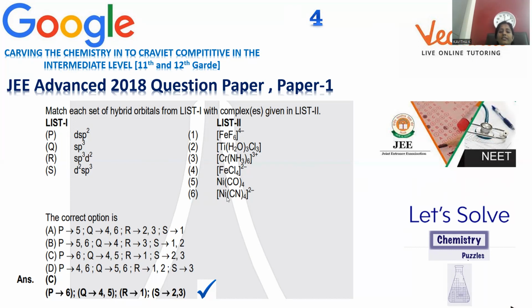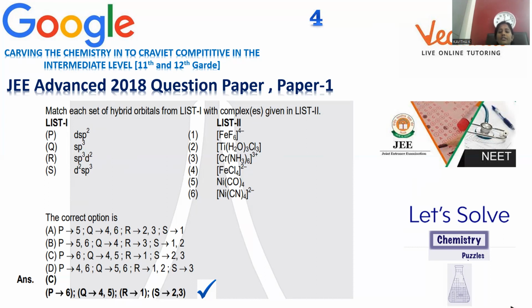dsp2 hybridization is given for nickel tetracyanide 2-. And Q with 4: sp3 hybridization is given for iron tetrachloride 2- anion. And R with 1: sp3d2 hybridization for iron hexafluoride 4- ion. And d2sp3, this is the inner orbital complex. 2 and 3 both mean titanium triaquo trichloride complex and chromium hexamine complex, both are with d2sp3 hybridization only.